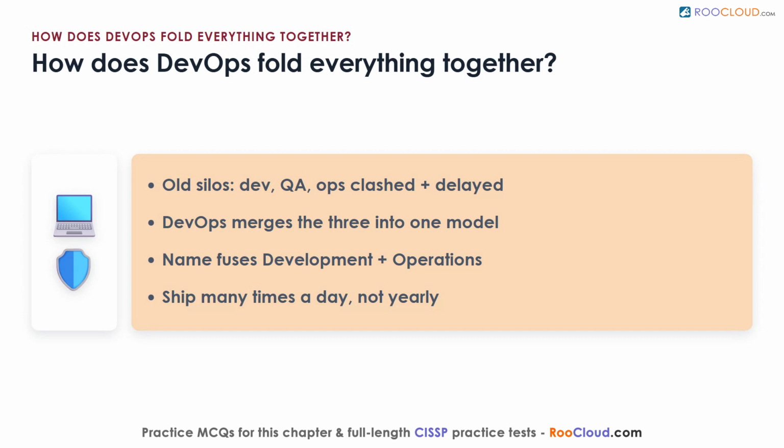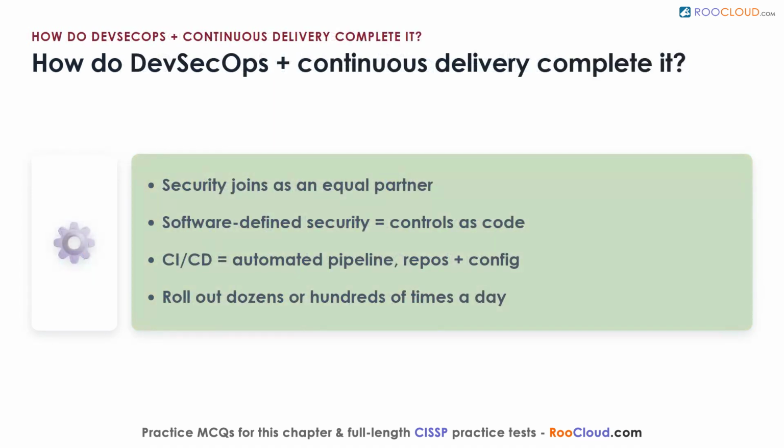Closely tied to Agile, it slashes the time to develop, test, and deploy, so that organizations which once shipped major releases yearly can push code many times a day. Think of it as tearing down the walls between three departments so a single team owns a change from idea to production. How do DevSecOps and continuous delivery complete the picture?